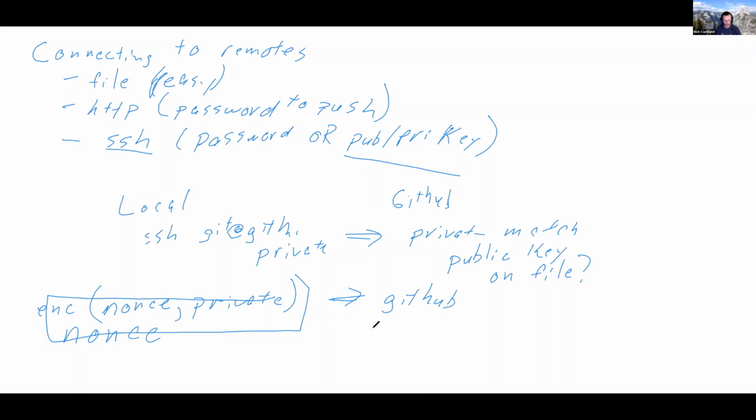GitHub can actually verify that big package with the public key. So it's a way for it to check that you claimed to have encrypted this nonce with your private key, and it looks like that was true. That's what it's able to prove with that public key: that you did have access to this private key. And that's the idea of why we're doing that.